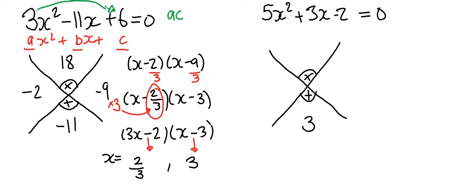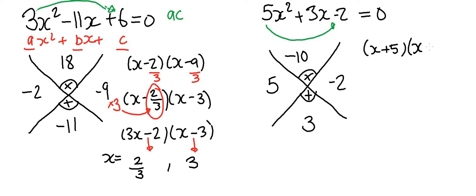The top, remember we said we would multiply a and c. So my product is negative 10. Two numbers that multiply to make negative 10 and add up to 3. I'm going to make that 5 and negative 2. 5 times negative 2, negative 10. 5 plus negative 2 is 3. Right. Now we put it in our brackets. x plus 5 because it's a positive number. x minus 2 because it's a negative number. Divide it by a, which this time is 5.